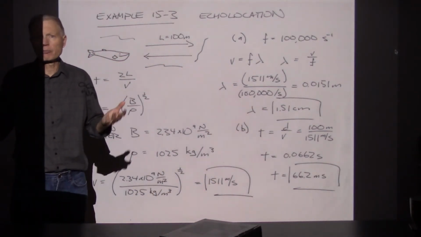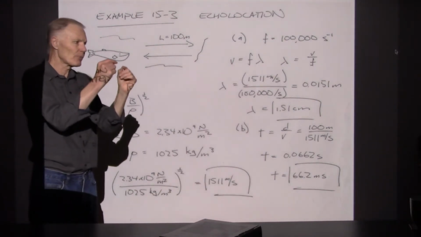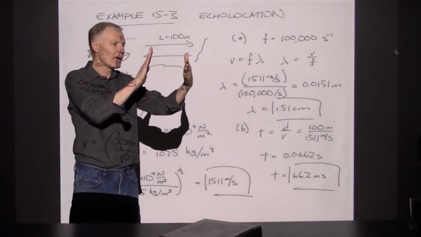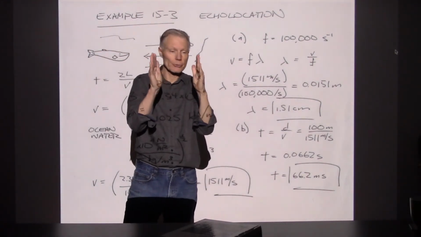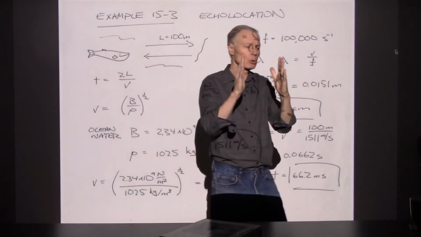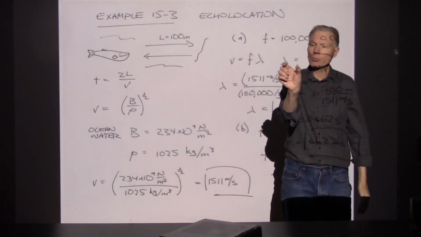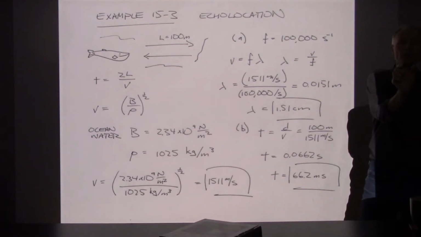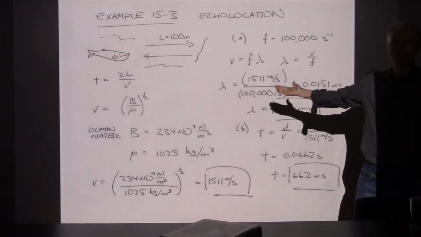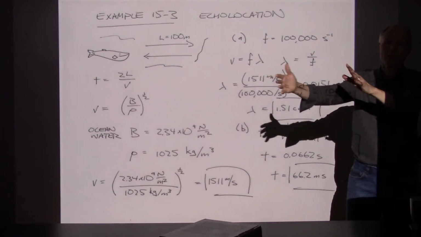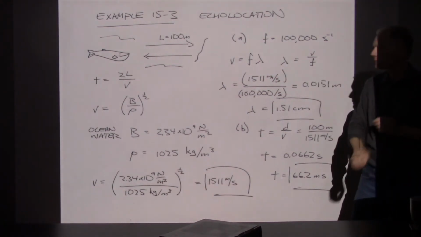So that's kind of fun to think about, right? I'm sending out a series of disturbances, and so it's a series of compressions. These are compression waves in the water, in the ocean water, and they're spaced 1.5 centimeters away from each other, and there's hundreds of thousands of them, and that's the spacing between them.